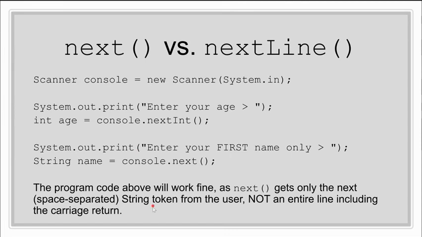So next and nextLine, they both return strings, but they are a little bit different. Since name only grabs one word, it does not also capture the end of line character, that new line character. So we don't need to clear the buffer before we call next.